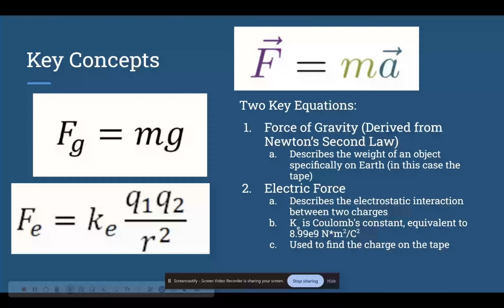So some key concepts that were relevant in this lab were Newton's second law, and from that, F equals mg, which is the force of gravity due to Earth, and this describes the weight of an object, in this case, the tape. And using that, we were able to get the electric force of an object, which describes the electrostatic interaction between two charges, where Ke is Coulomb's constant, and we use that to find the charge on the tape since Fg and Fe, when in static equilibrium, are equal to each other.